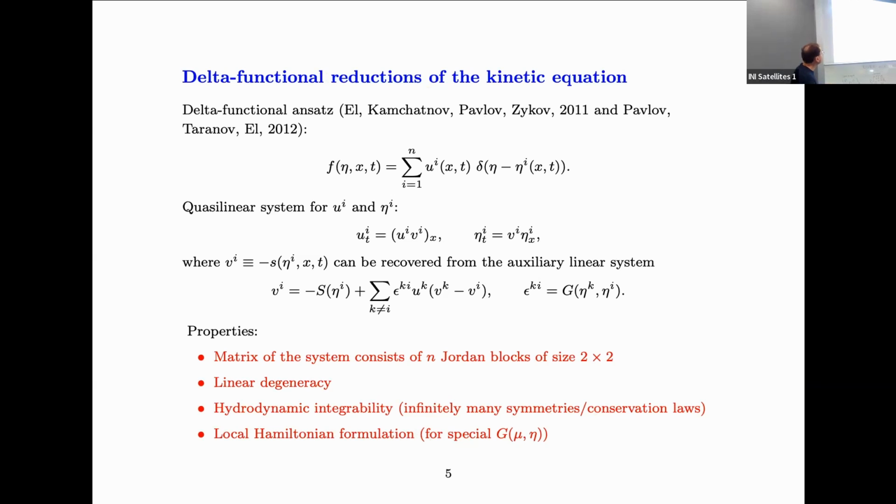First of all, the matrix of this system consists of n Jordan blocks of size 2 by 2. I actually prepared here something that is not on my slides. Let me show you this. So here I wrote a general quasi-linear system. In indices, it looks like this, right? Indices run from 1 to n. Over the repeated index, there is summation, right?